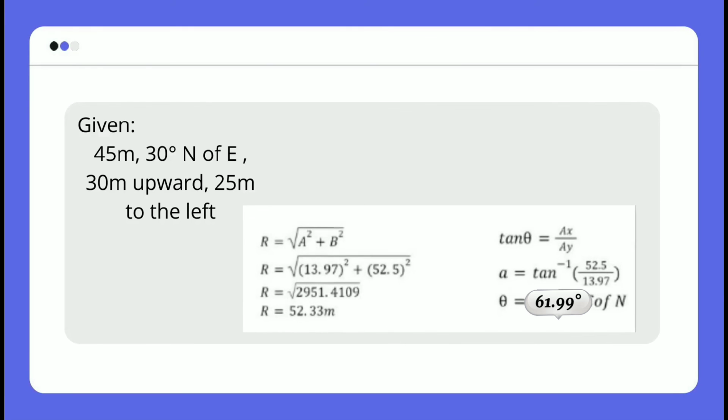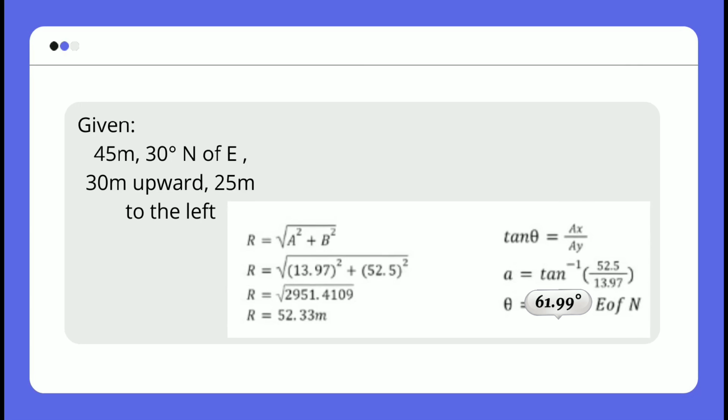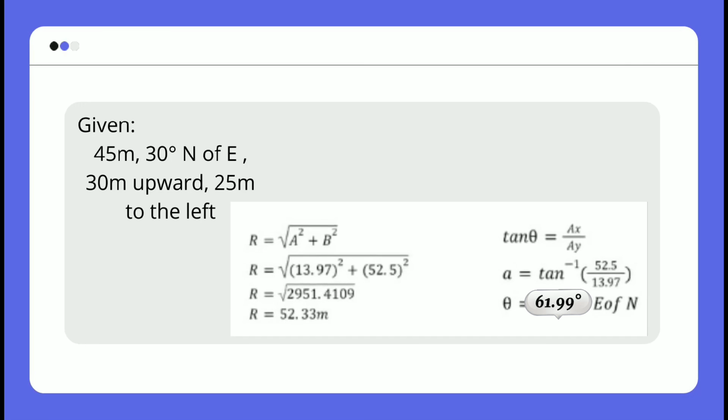We will now solve for the resultant vector and its angle. To solve for the resultant, we use the Pythagorean theorem, and the resultant would be 52.33 meters. To solve for the angle, we use the formula tangent theta equals Ax over Ay, and the answer would be 61.99 degrees east of north.